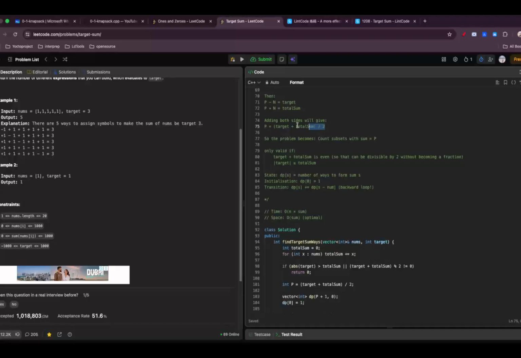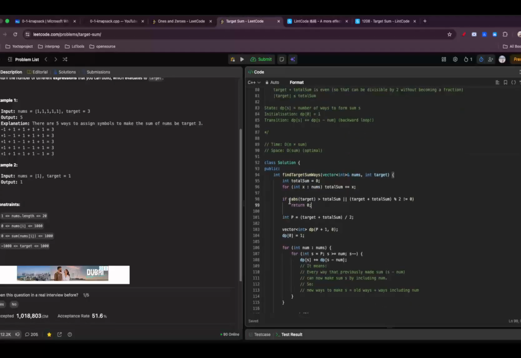Now the next thing we need to do is this. And before doing that, we need to make it possible. We need to make sure that target plus total sum is even, so that we can divide by 2, and this other condition is also there. So that is what we are doing.